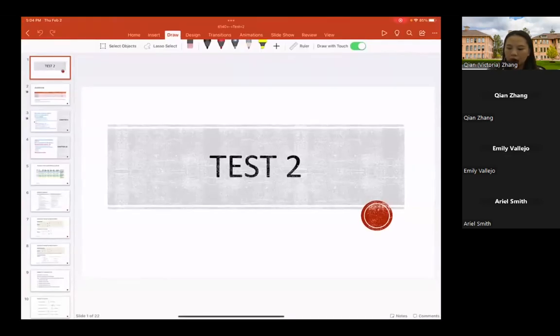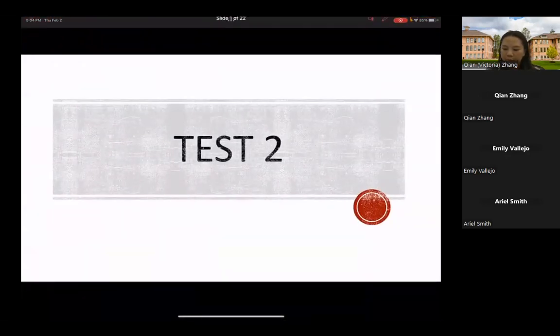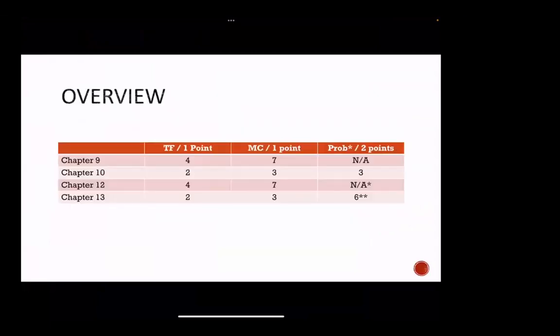Review for test 2. So let me share my screen. Can you see my screen here? Yes. Okay, sounds good. And for test 2, it will cover chapters 9, 10, 12, and 13.